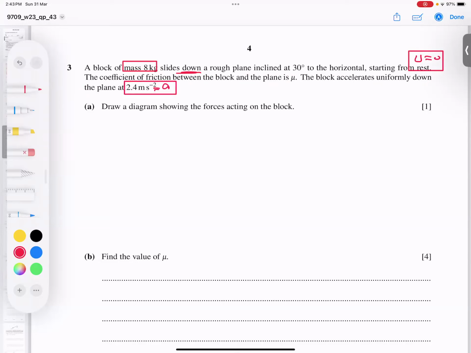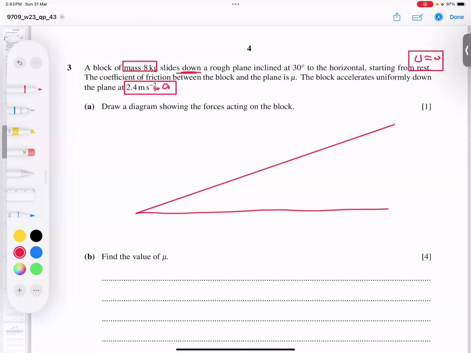Draw the diagram. One mark is for a diagram showing the forces acting on the block. Don't make such a small diagram. Make a big diagram like the way I make. I'm making it okay. Then let's start.